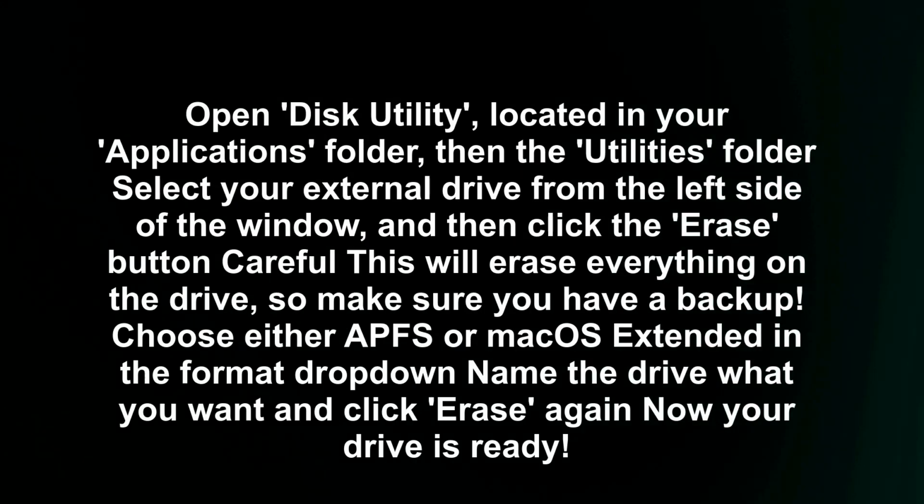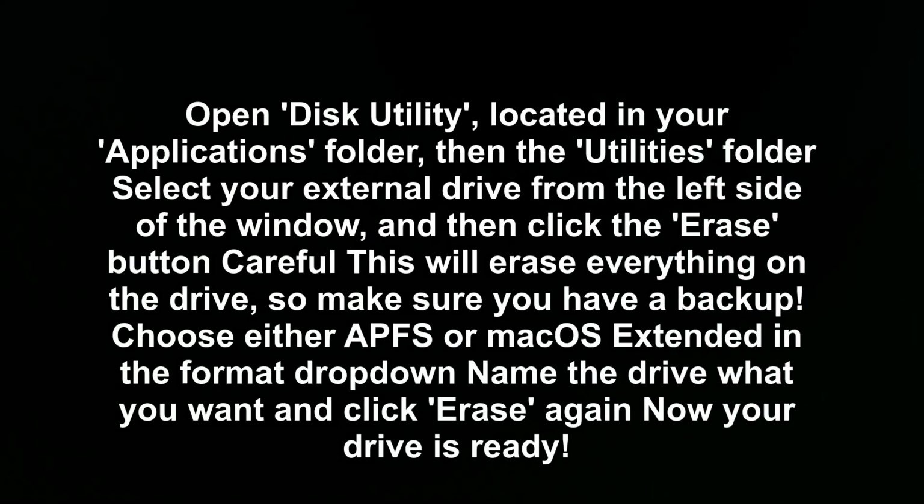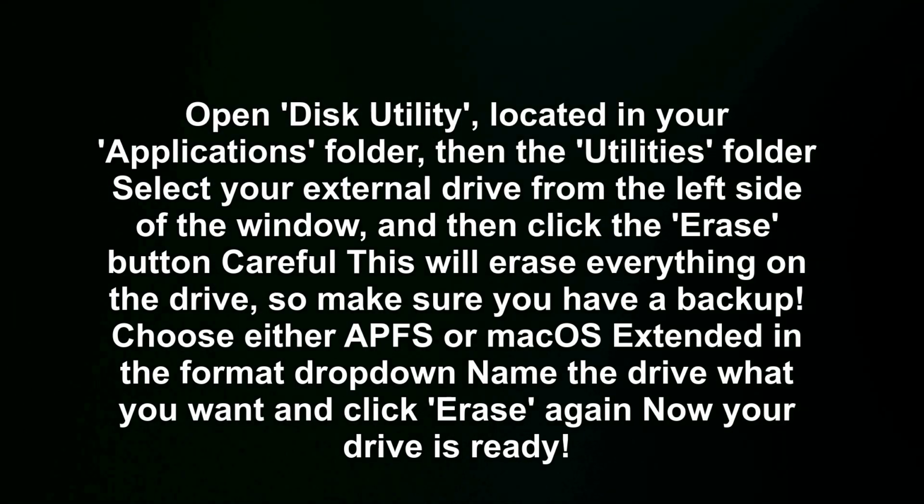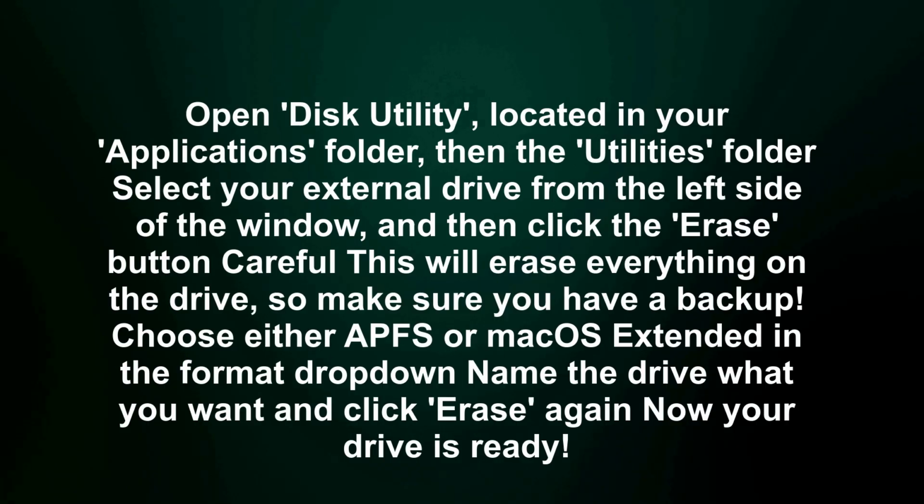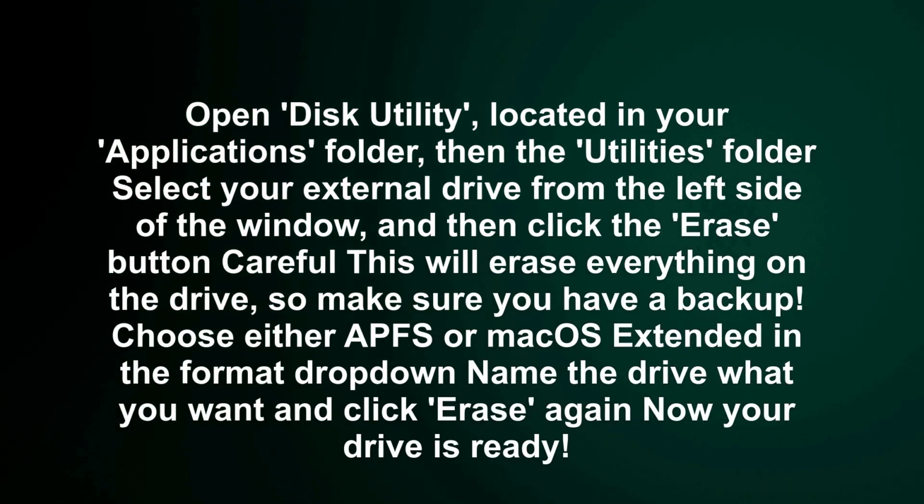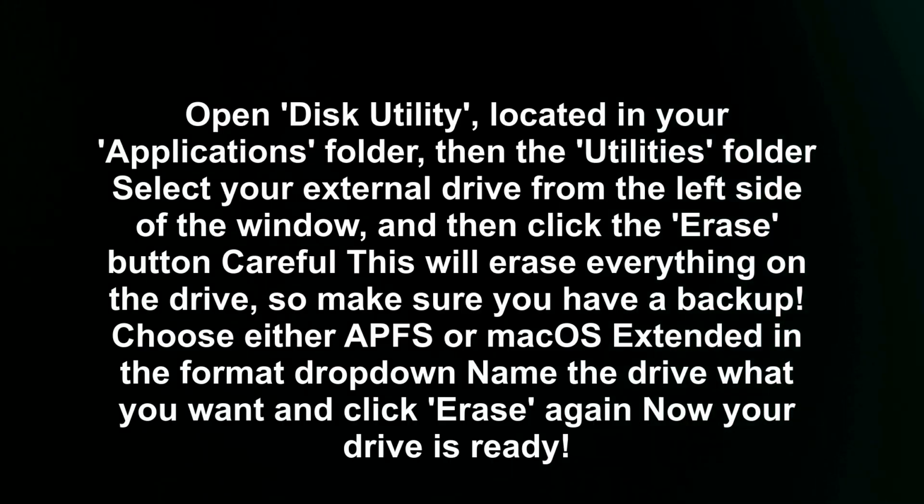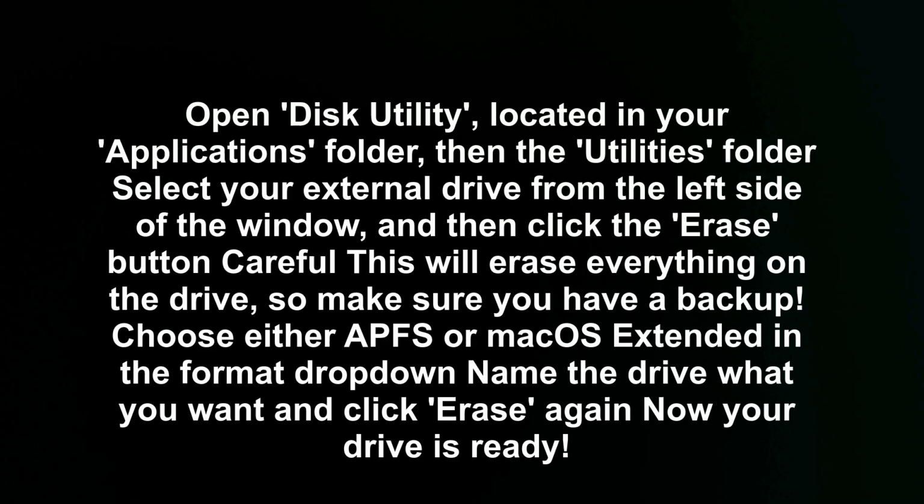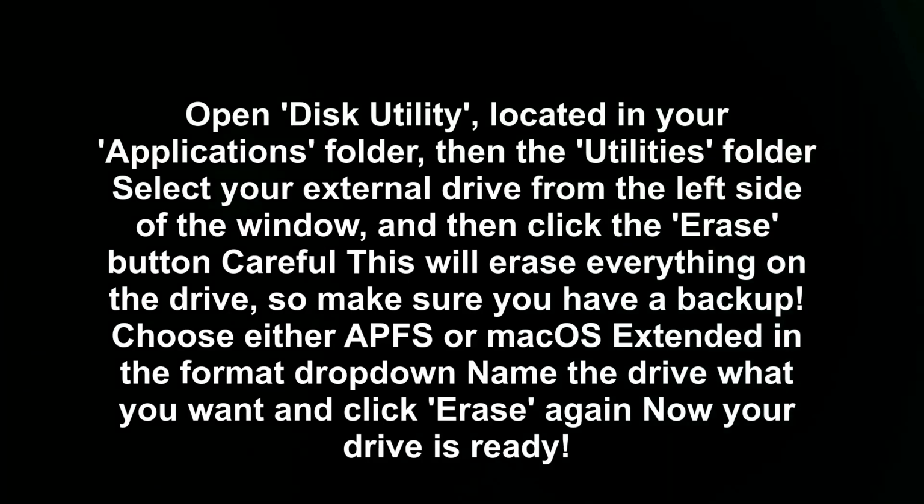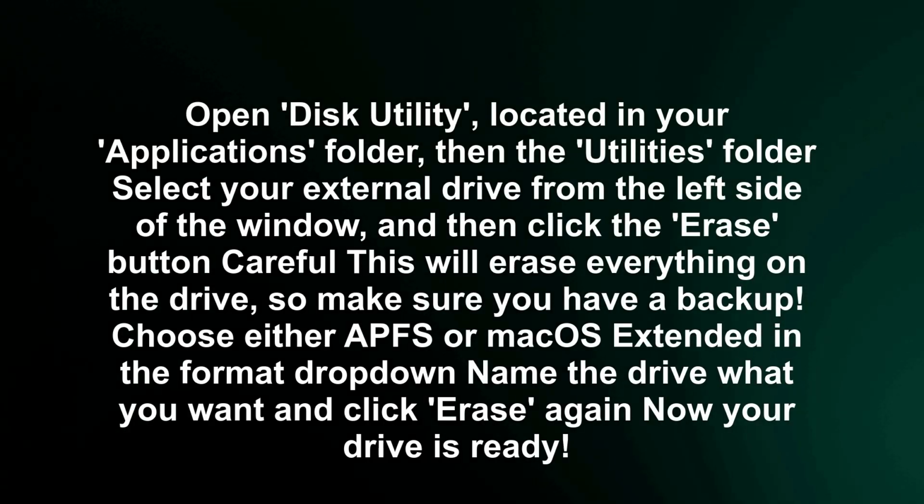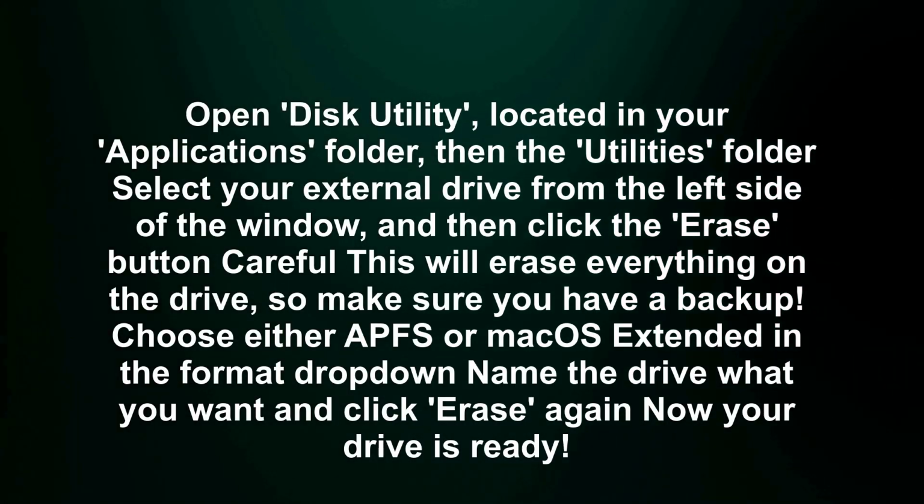Open Disk Utility, located in your Applications folder, then the Utilities folder. Select your external drive from the left side of the window, and then click the Erase button. Careful, this will erase everything on the drive, so make sure you have a backup. Choose either APFS or macOS Extended in the Format drop-down. Name the drive what you want, and click Erase again. Now your drive is ready.